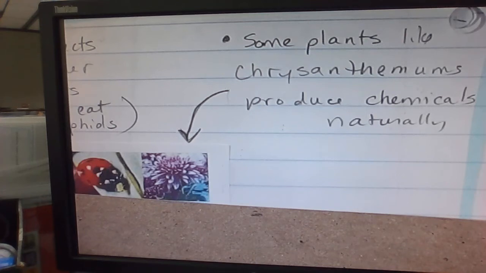Some plants, like chrysanthemums, produce chemicals naturally. Yes, chrysanthemums, mums. If you've ever been around them this time of the year, they're all over. They've got all the little blooms on them, and they get a really heavy scent, and that's one of the things that's going to deter pests. Marigolds are the same way. If you garden in the springtime, they tell you to plant marigolds around your crops because marigolds also have a pretty heavy scent to them, especially if you break the stems.